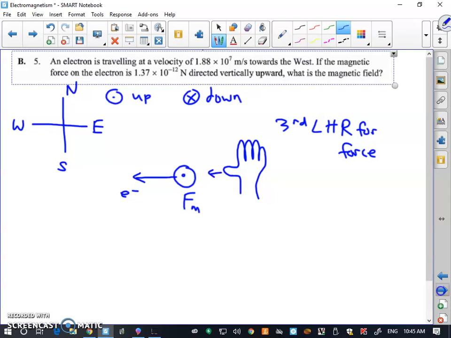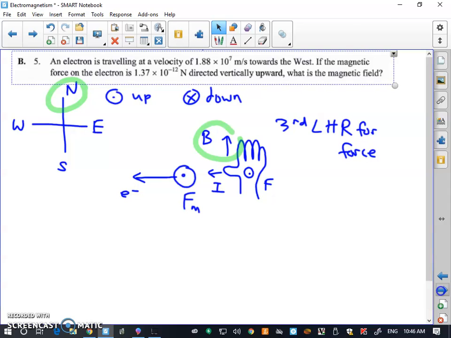And so you have the electron going that way, you have the force, which shows your palm going out this way. So here's your current, here's your force, and then the B field has to go that direction. Now that direction, if you take a look at the diagram here, corresponds with north, okay?